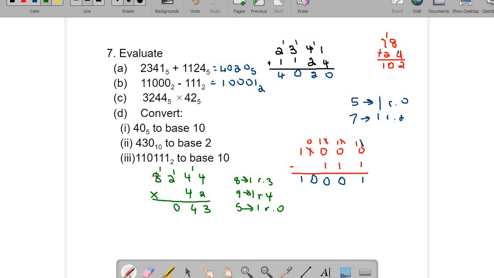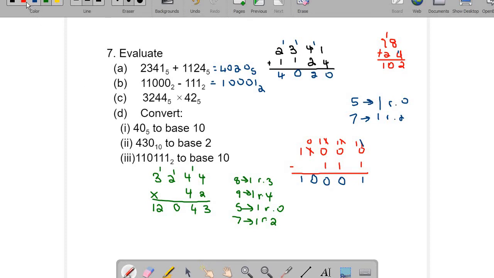3 times 2 is 6. 6 plus 1 is 7. We can't write 7, so as usual, we're going to find out how many groups of 5 we can get from 7 and put down the remainder. Okay, since we don't have any more place values to carry this to, we're just going to put down the 1, 2 at the front of the number. All right, so remember 7 would be 1, 2 in base 5.